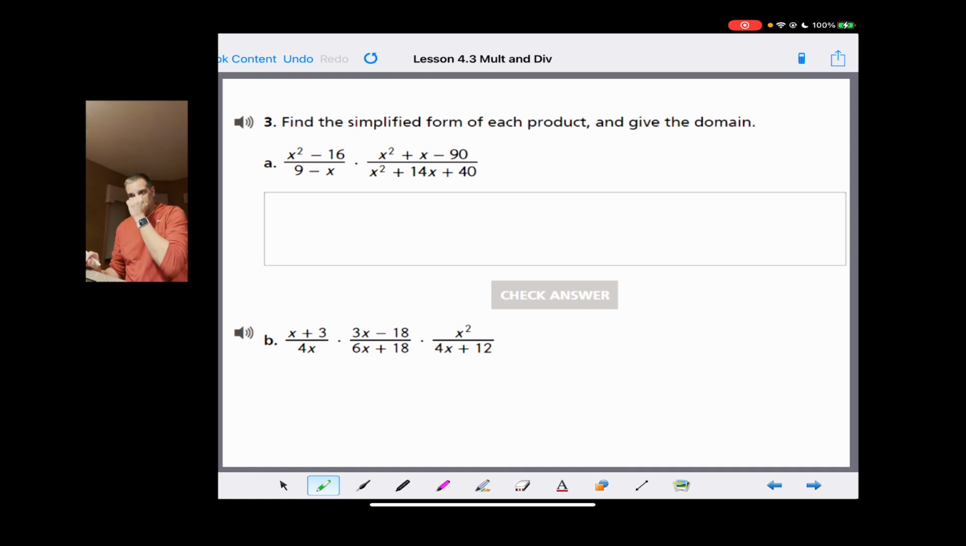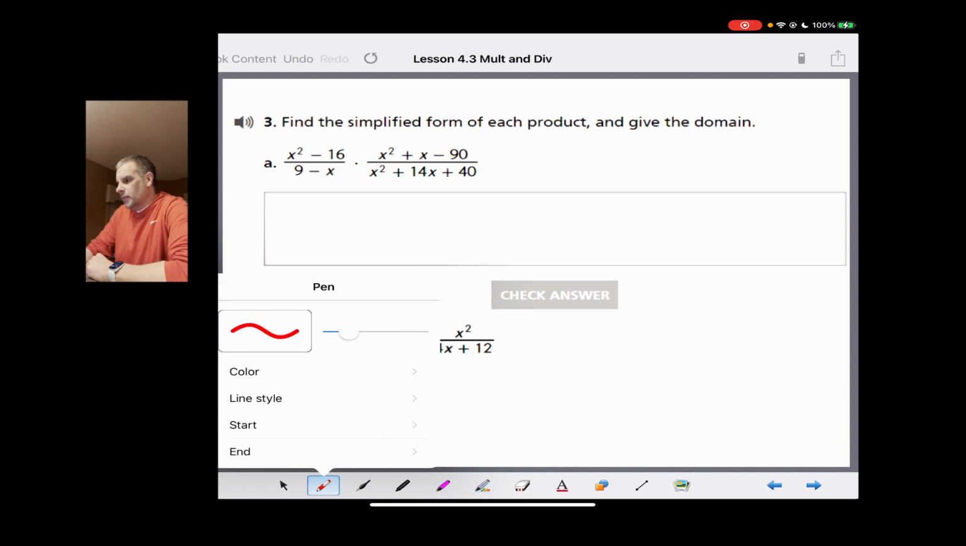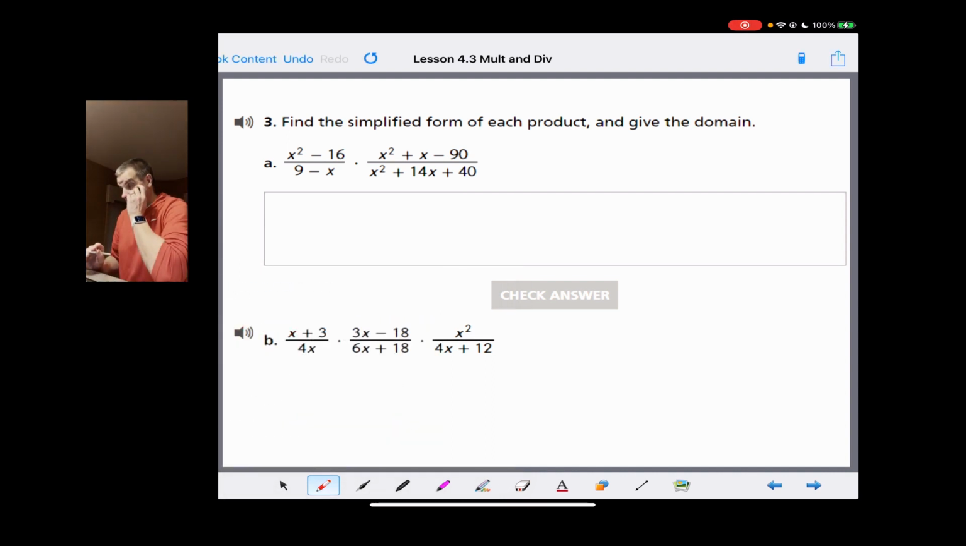And we'll do this one together. So we're going to find the simplest form of each product. And this one, they want us to give the domain. Okay, well, if they want us to give the domain, I guess then that's what we're going to do. We're going to give the domain. So I'm going to go ahead then and factor x squared minus 16, difference of squares.